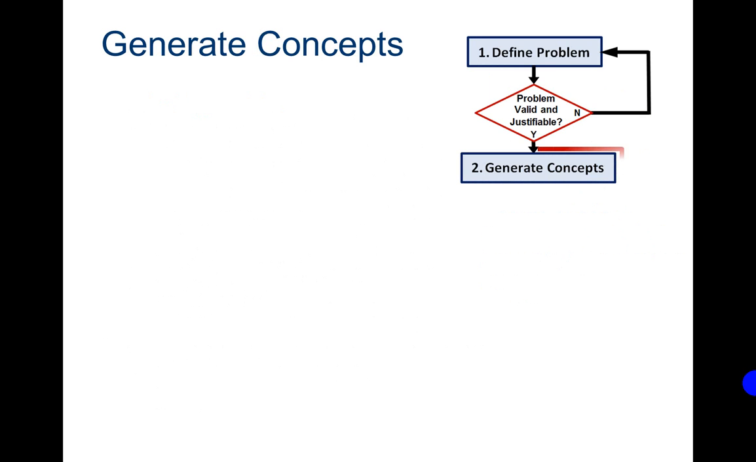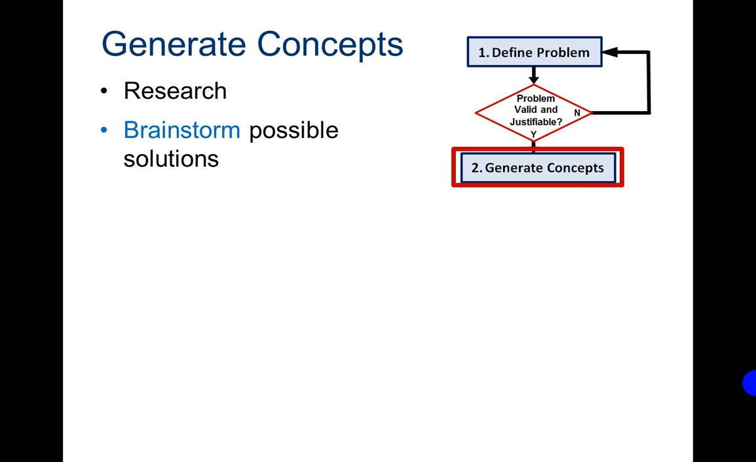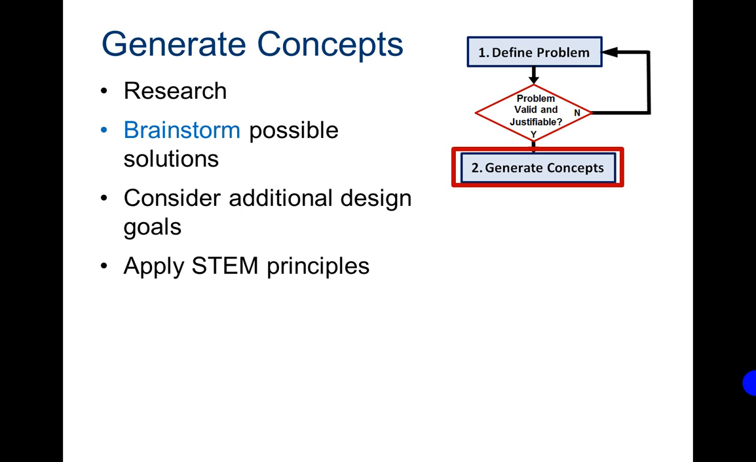If it is justified or valid, you're going to move on to the second step, which is generate concepts. In this, you'll do research, you'll brainstorm possible solutions, and you're going to consider additional design goals. You're going to apply STEM principles. STEM is science, technology, engineering, and mathematics. You're going to select an approach, and you're going to select that approach using what's called a decision matrix.